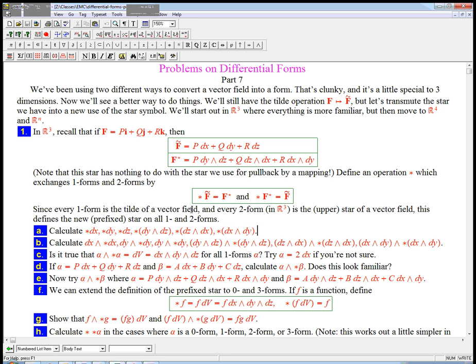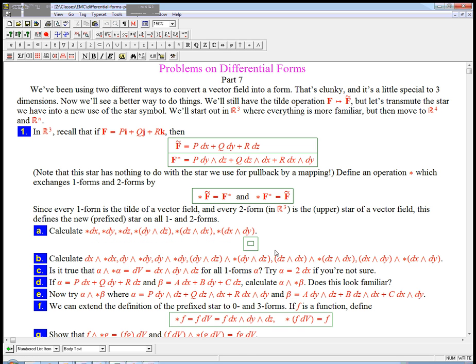Let's look at this. Our first definition, we'll get a better definition in a little bit, is that the prefix star just exchanges the one-form version of a vector field and the two-form version. So on a one-form, it produces the two-form. On a two-form, it produces the one-form. We're going to get away from the whole vector field stuff very soon, but this is a quick and dirty way to explain why we might want to do this. Okay, so let's do some calculations based on that.